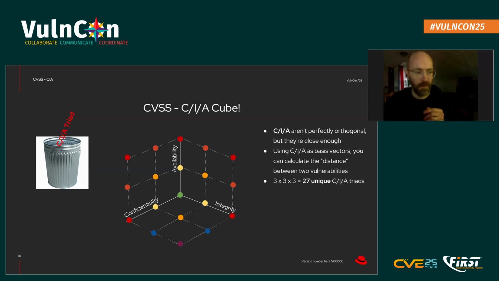And by measuring the length of the vector from the origin to that, you can kind of get a sense of how impactful that flaw is based on CIA.